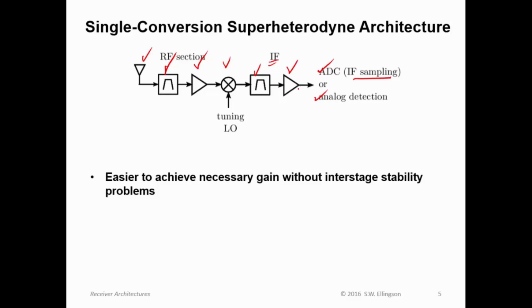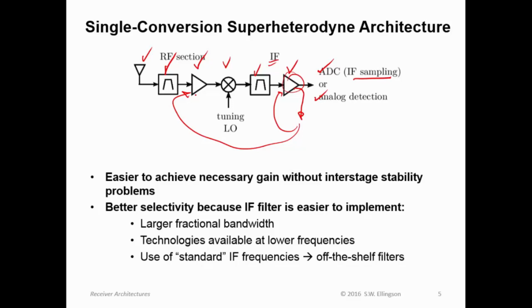The reason is because RF that ends up in the power supply from this amplifier, well, it can make it back to this amplifier, but if it makes it back here, it's at a different frequency, so it's less likely to cause a problem. We also have better selectivity because the IF filter is easier to implement.